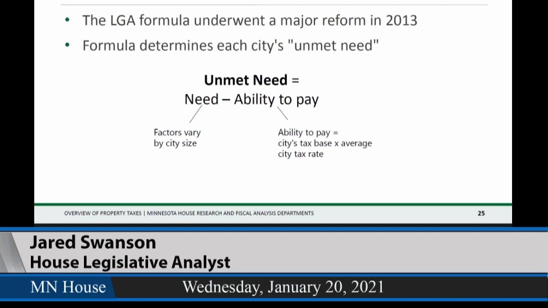And the basic idea of how aid amounts are determined under the current formula is this measure of unmet need. Unmet need for each city is determined by the LGA formula by first calculating a city's need, and there are a number of factors that go into determining how much need a city has, and those factors vary by the size of the city, and we'll talk about those on the next slide. But from that need amount is subtracted the city's ability to pay. And the city's ability to pay is just the product of the city's tax base times the average city tax rate. Next slide, please.